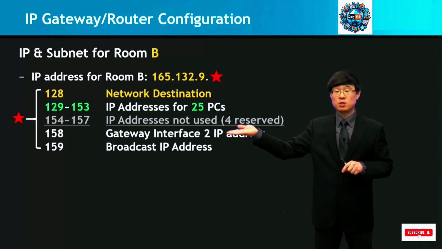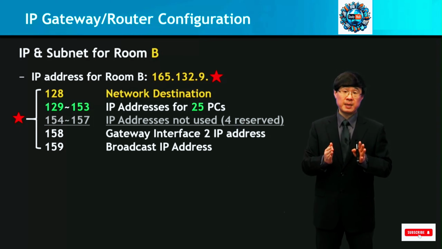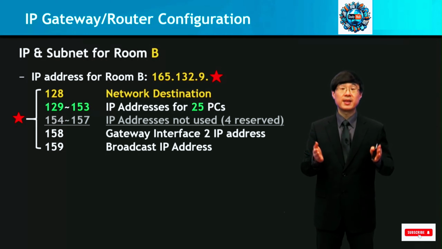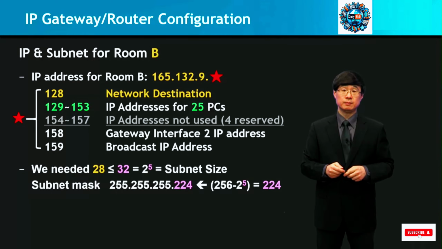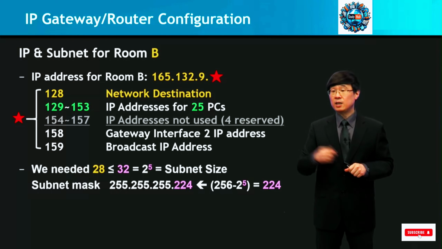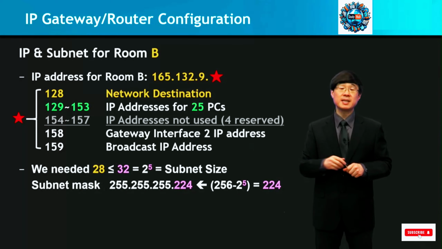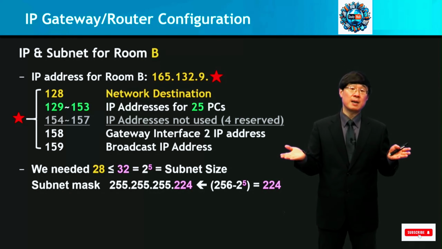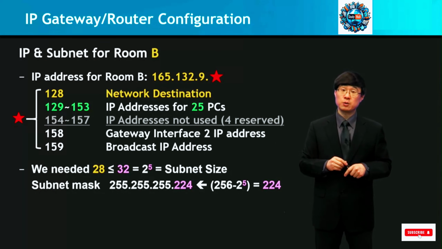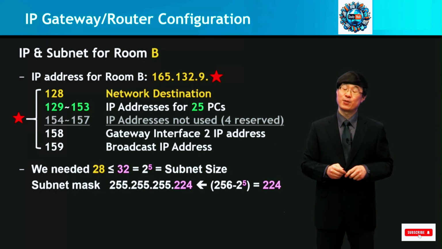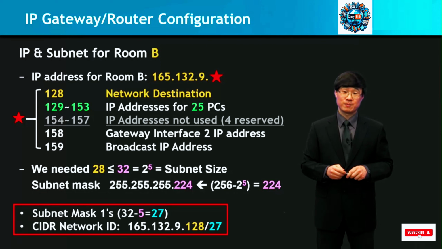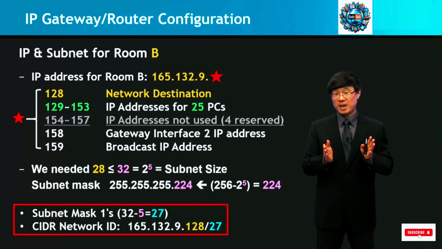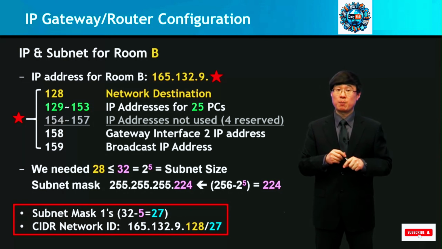The second highest number is used for the gateway interface IP address, port number 2 on the router. So we need that. Then, once again, I needed 28 IP addresses, but the subnet size that was assigned was 32. So unfortunately, I have 4 unused IP addresses that are reserved for future use, or maybe wasted if they're not eventually used. Now, the CIDR notation used can be represented like this.